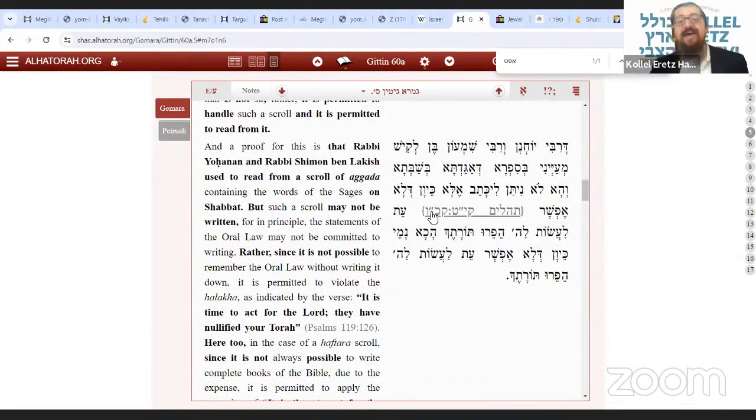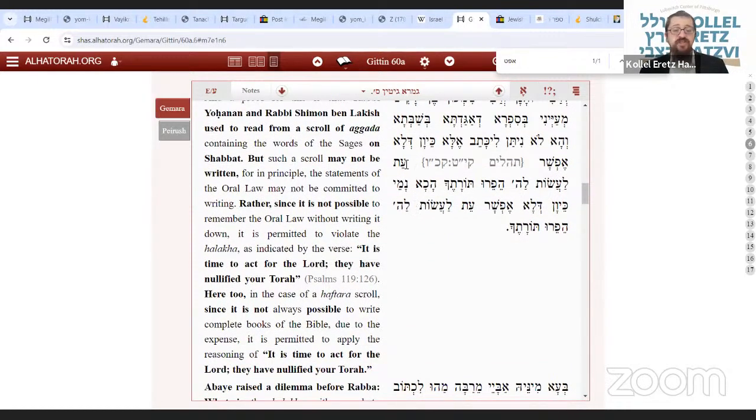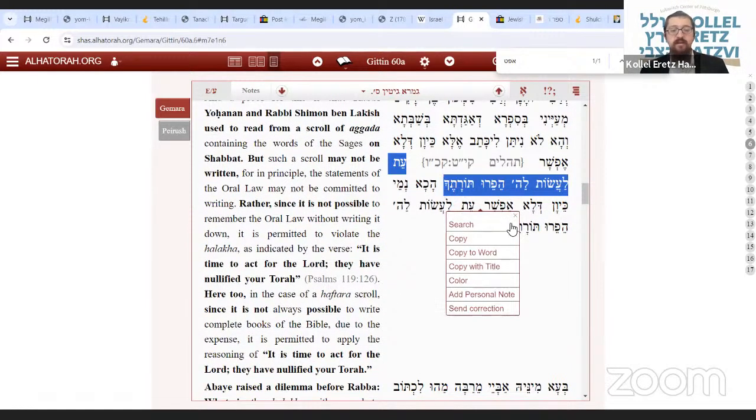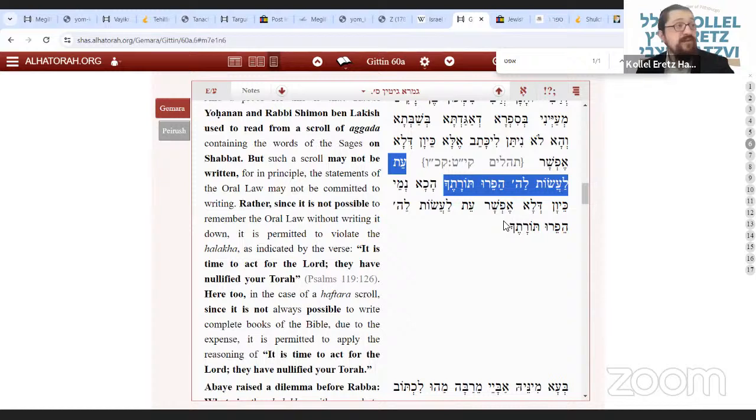The essential answer to all these questions, and the Gemara says this answer about 3 or 4 times over there, is "Eis Lasos Lashem Heferu Torasecha": that we're unable to do otherwise. It's impossible for us to do anything different than that.